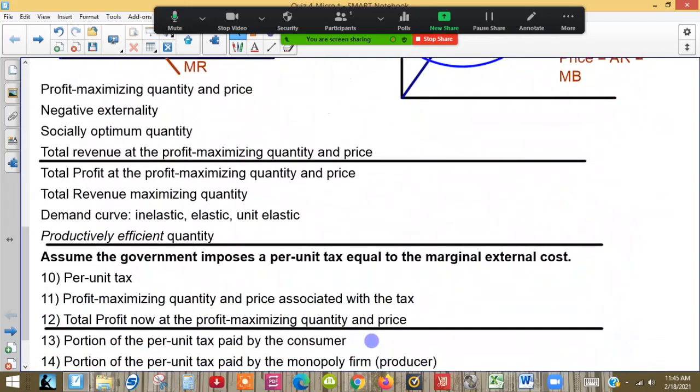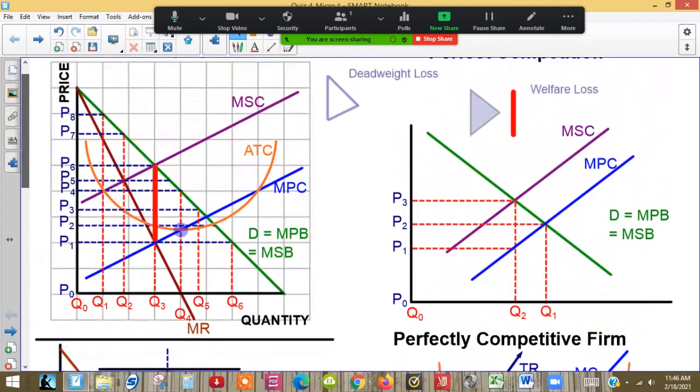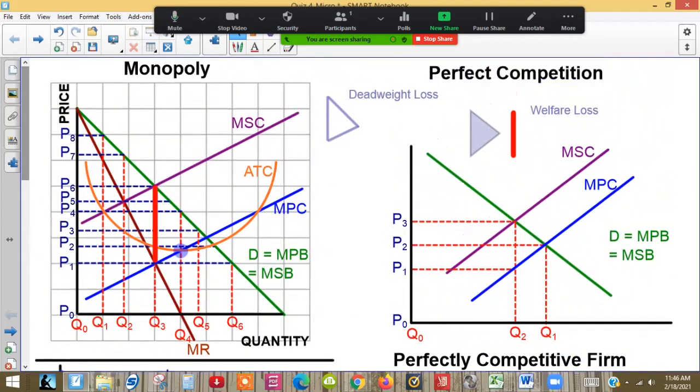So what is the profit-maximizing quantity and price associated with the tax? Well, this is a little bit tricky. The way you want to think about that is, because of the tax, there's now a new marginal cost curve for this firm, because they're having to pay this tax. So now their marginal cost curve is here. So where does that new, higher marginal cost curve equal marginal revenue? Right here. So you've got a quantity now, Q2, because of the tax, and a price of P7, right there, okay?